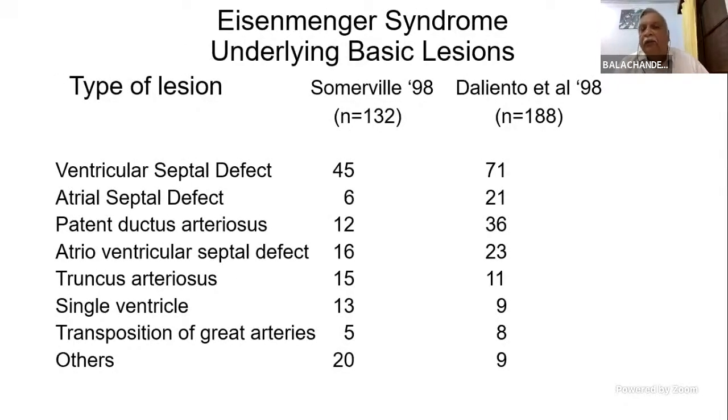And these are the basic lesions in terms of the severity, which they will always ask. If you ask the trial or if you want to write it, the classical description of Somerville in 98: ventricular septal defect, atrial septal defect is quite rare, PDA, atrioventricular septal defect, truncus arteriosus, etc., with large pulmonary arteries, single ventricle with large pulmonary arteries, and TGA. Next slide.